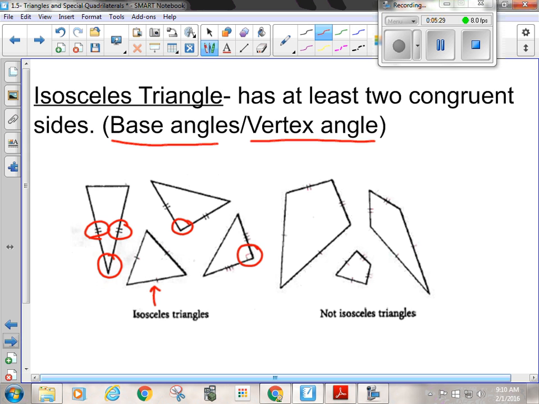Did I say that right? Let's say that again. Vertex angle: between the two congruent sides. Base angles: the other two.